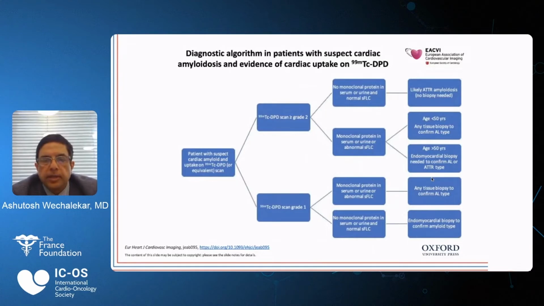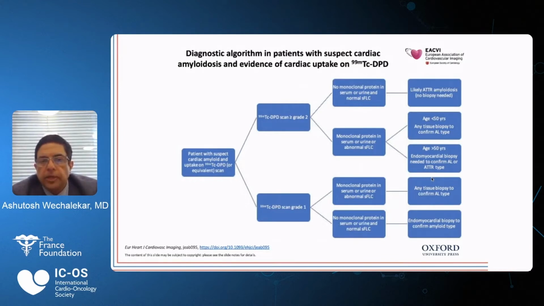So we presented this diagnostic algorithm that if you have got a grade 2 or greater DPD scan, we need to look for presence of a monoclonal protein. If there is a monoclonal protein, then in a younger patient, we do require an endomyocardial biopsy to confirm that this is AL amyloidosis to differentiate it from ATTR amyloidosis.